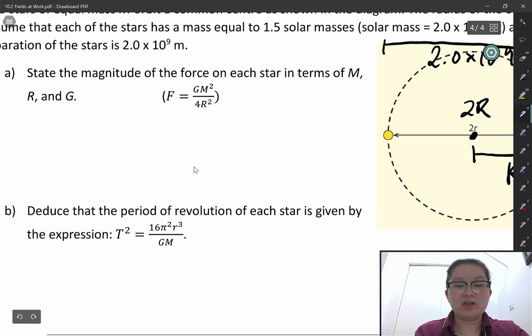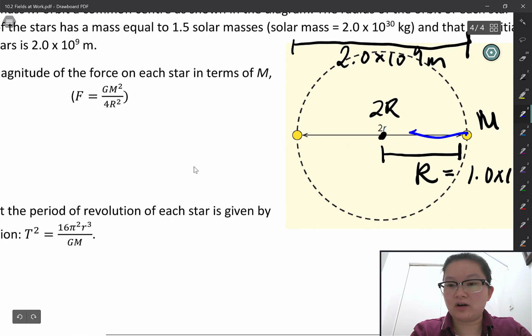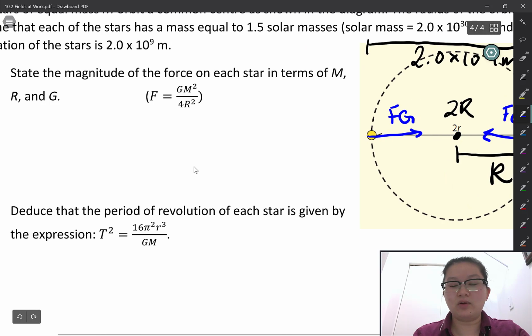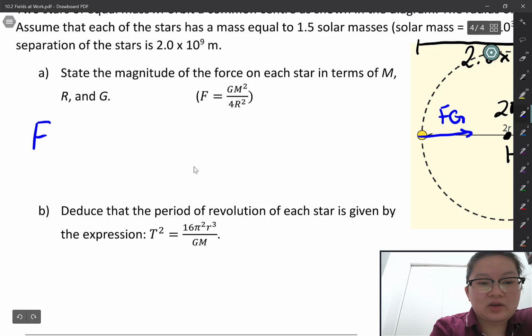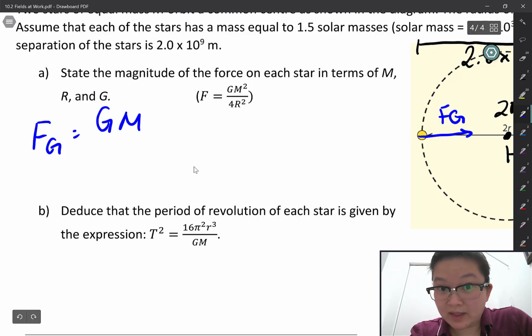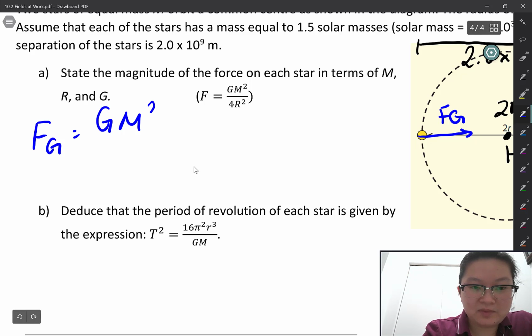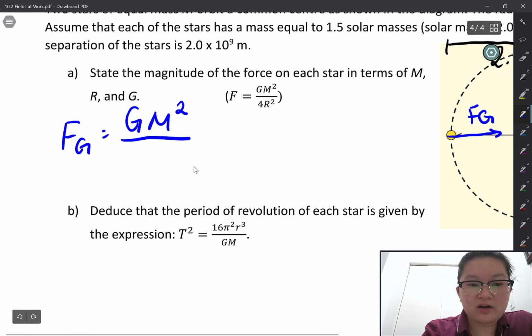State the magnitude of the force on each star in terms of M, which is the big mass of each star. We know that they are orbiting each other due to their gravitational force of attraction, which is going to be in the equal and opposite direction on one another. So that is going to equal big G, big M, times big M again for the other mass, and since it's times the other one, I'm just going to make that squared, divided by the separation, which is 2R. And don't forget the separation is squared.